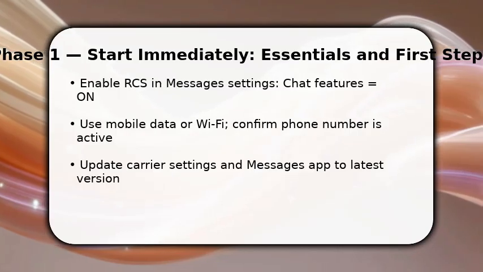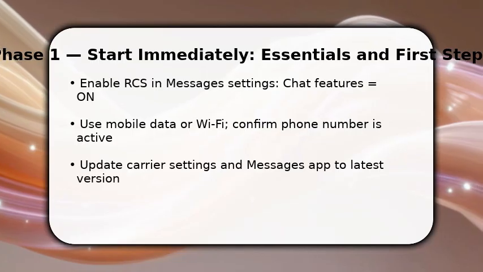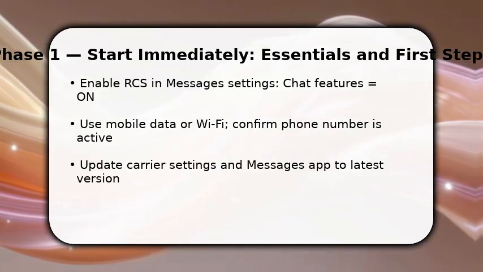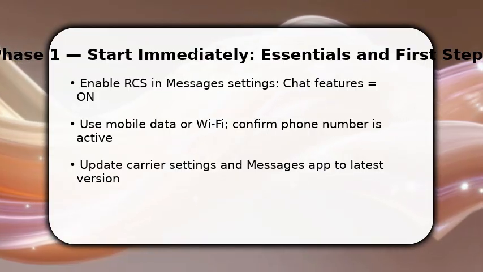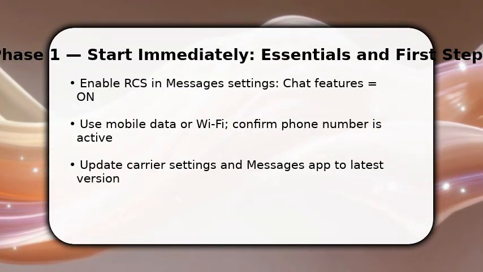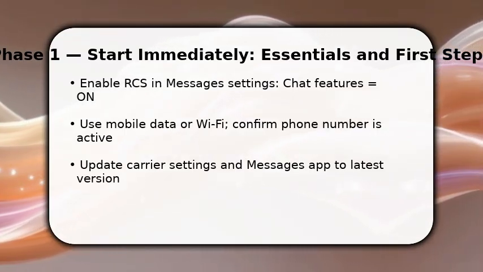You begin by enabling RCS Chat features on your phone. This gives you typing indicators, read receipts, and higher quality media. Once done, sign in or confirm your phone number and messages so the network can register you. Make sure to update carrier settings and the Messages app to avoid compatibility issues.